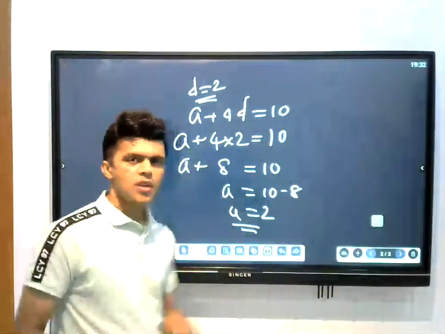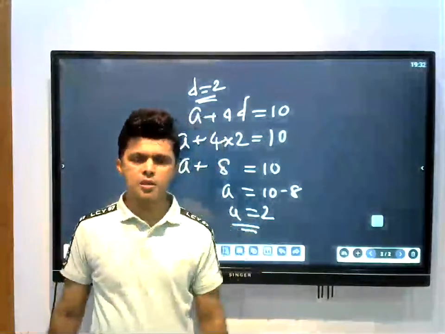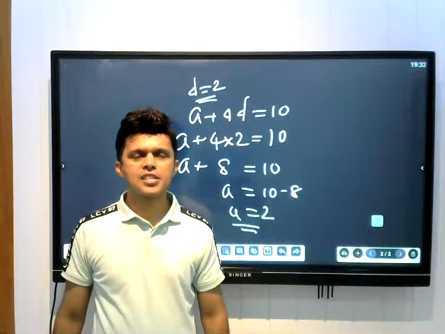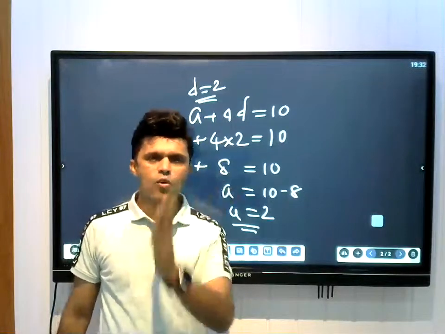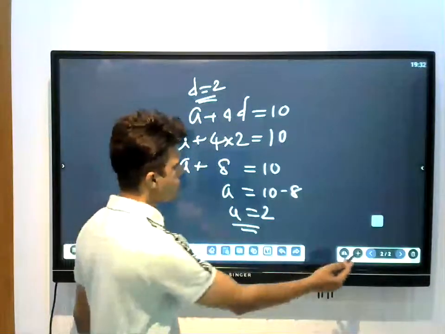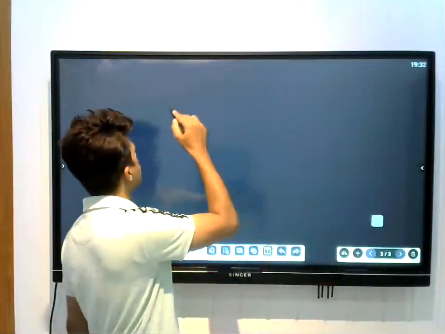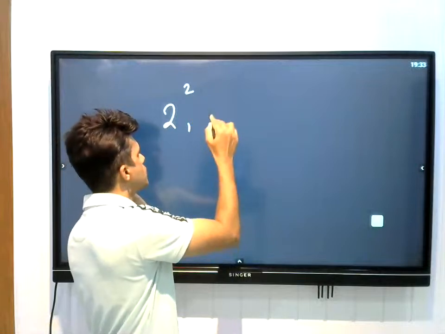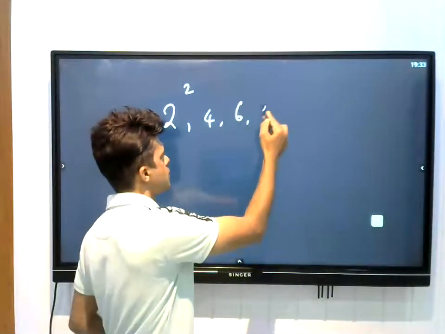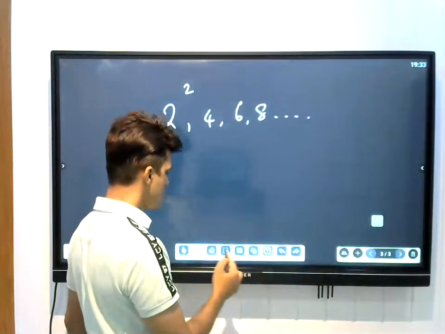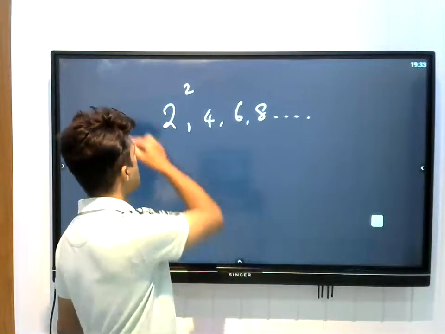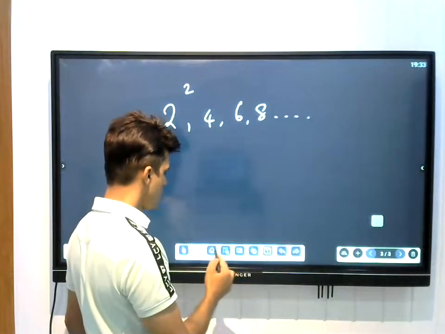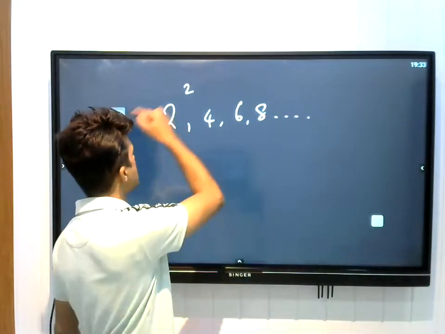This progression, which means we are able to write the terms of this progression. Let's write three or four terms. A equals 2. The second term: 2 plus 2 is 4, 4 plus 2 is 6, 6 plus 2 is 8, and so on. These are the terms of this arithmetic progression.